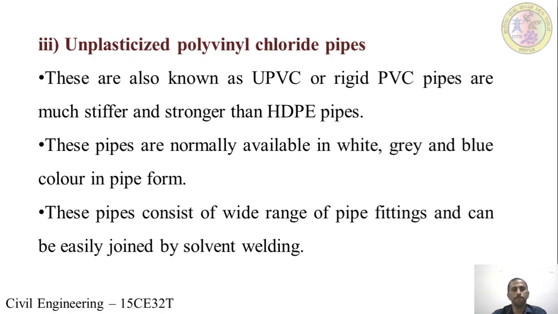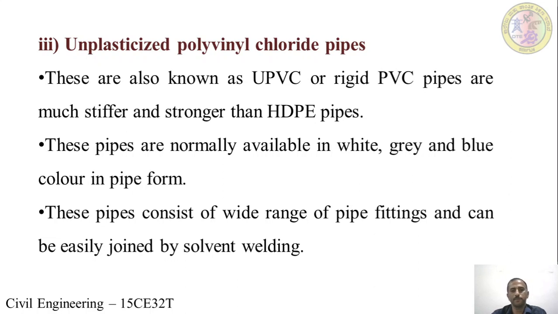Third one is unplasticized polyvinyl chloride pipes, UPVC pipes or rigid PVC pipes. These pipes are much stiffer and stronger than HDPE pipes. The PVC pipe, that is polyvinyl chloride pipe, comes in two types. First one is rigid PVC pipes, another one is flexible. The PVC pipes can be made flexible by adding plasticizers.